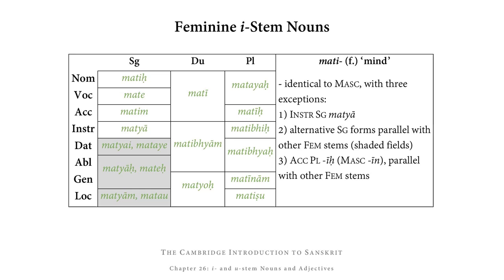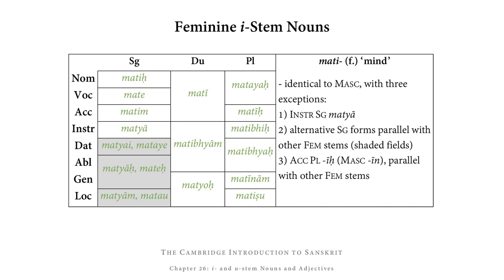Then in the dative, ablative, genitive, locative singular we come to the second difference, and that is that we can get feminine forms that are completely parallel to their masculine counterparts. So we can get mataye, matich, matich, matau. But we can also get forms that look much more similar to long I stems, so to stems that are always feminine. So we get matyai, matyach, matyach, matyam, which is basically parallel to the forms of nadi, which would be nadyai, nadyach, nadyach, nadyam.